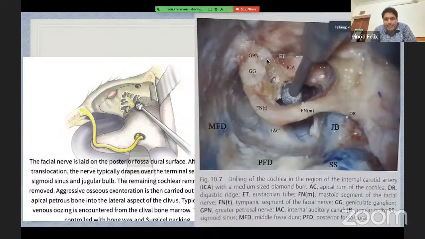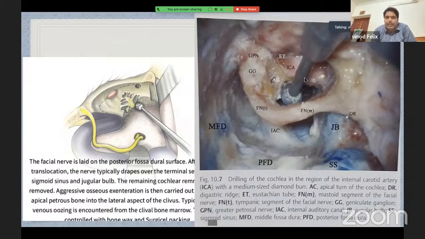So this is the right ear, this is anterior, this is posterior, superior, inferior. You have the mastoids there. The mastoids has been drilled. This is the sigmoid sinus, this is the middle fossa dura, and this is the mastoid segment of facial nerve. This is the tympanic segment, and the middle ossicles has been removed.